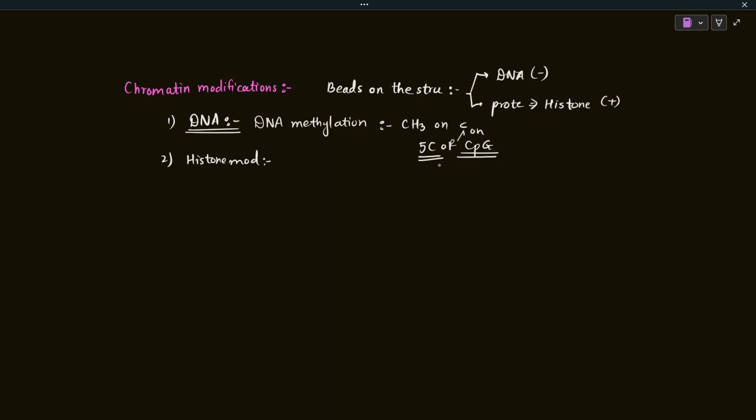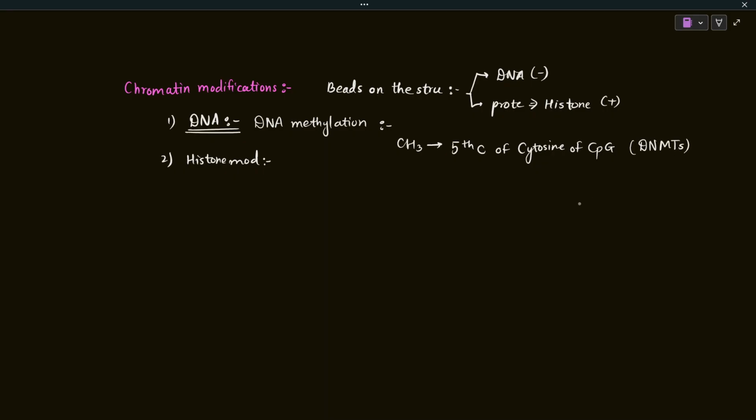Let me write it again. We add the CH3 group on the fifth carbon of cytosine of the CpG dinucleotides. Not any cytosine, only a cytosine after which the guanine comes. Those are known as CpG dinucleotides. On this cytosine, on the fifth carbon, the CH3 group is added, and that is what we call DNA methylation. This DNA methylation is carried out by the enzymes known as DNMTs, DNA methyltransferases.